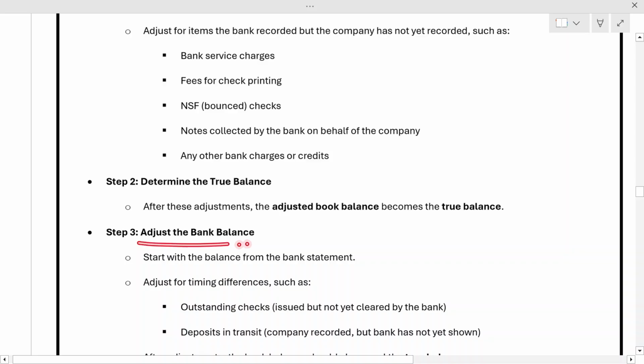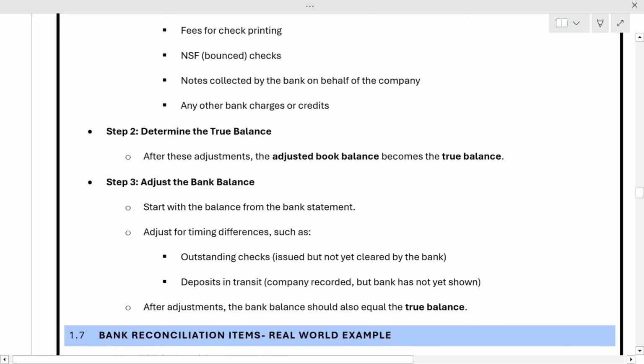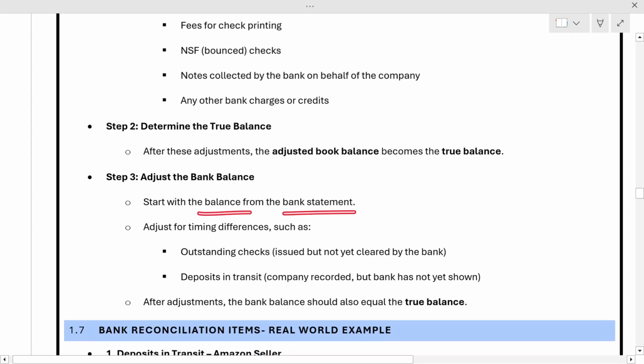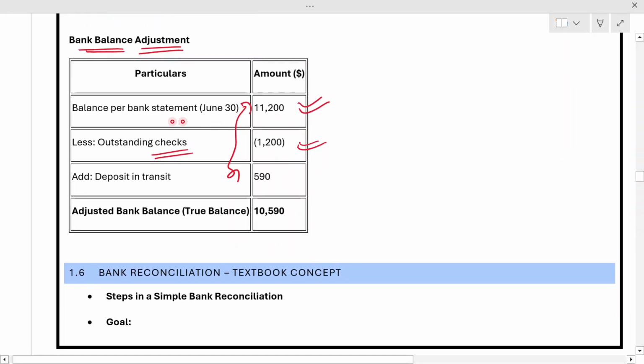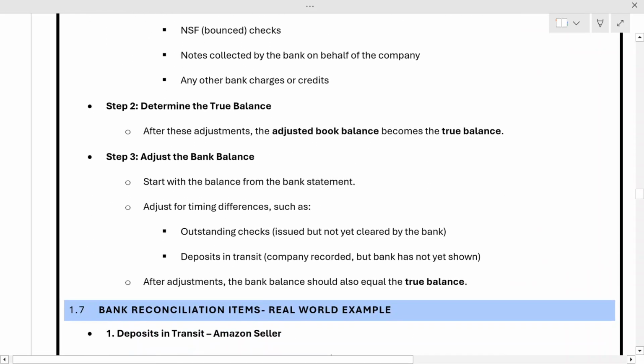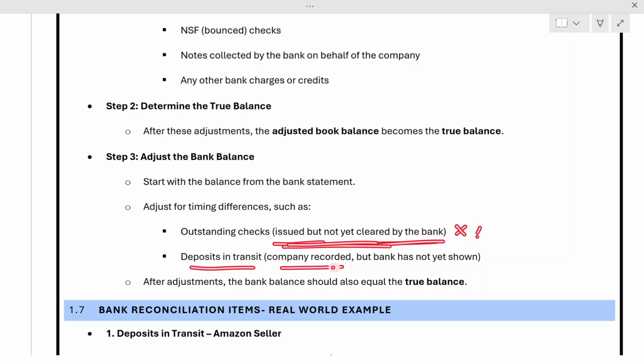Then after, we need to adjust the bank balance. So for that, we start with the bank balance from the bank statement. Here we started with the bank balance as per the bank statement, and then we need to adjust for timing differences, such as outstanding checks. These are checks issued but not yet cleared by the bank. This is the timing difference, right? The bank has not recorded it right now.